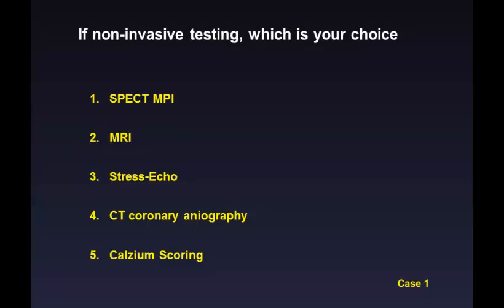well, if you go back here, please tell me in this situation, if I may ask this question again, is that possible technically? If we go back to this, I would like to know from you which one of these tests has the highest negative predictive value. Is it SPECT? Is it MRI? Is it stress echo, CT angiography, or the calcium scoring? Please tell me what is the highest negative predictive value. Please vote.